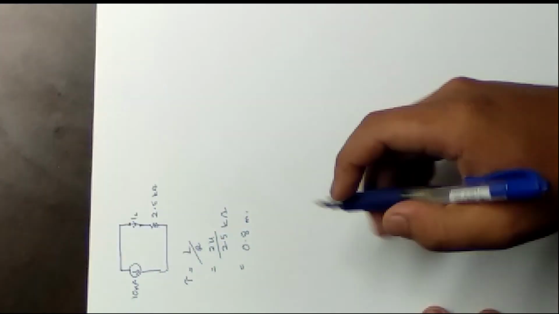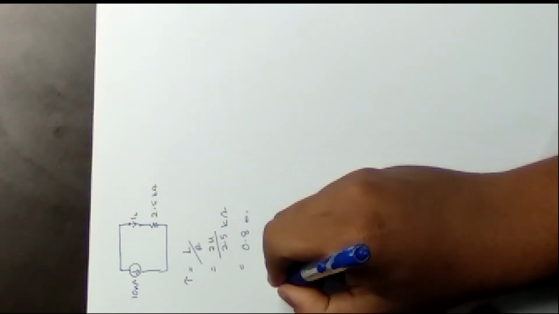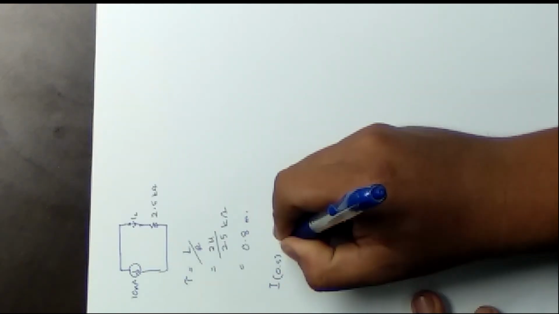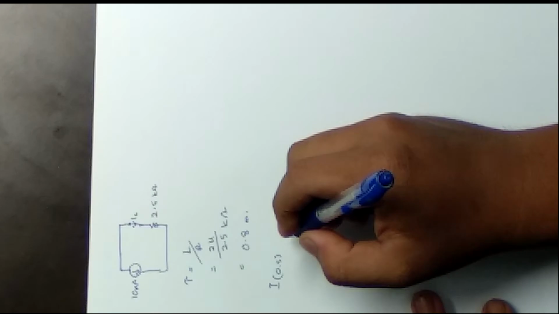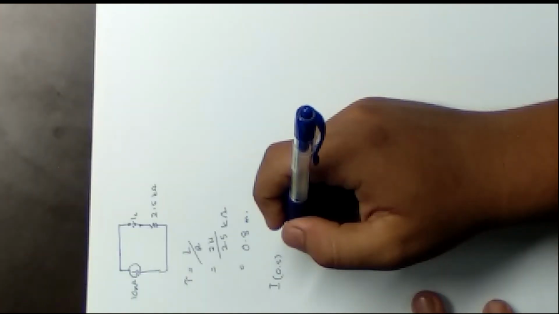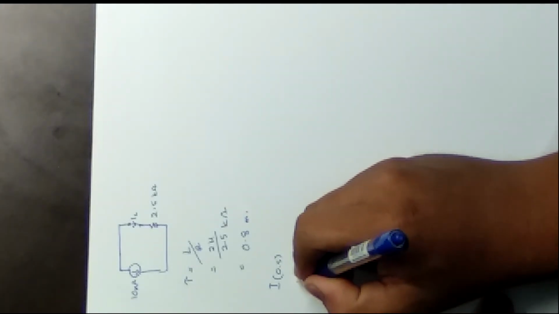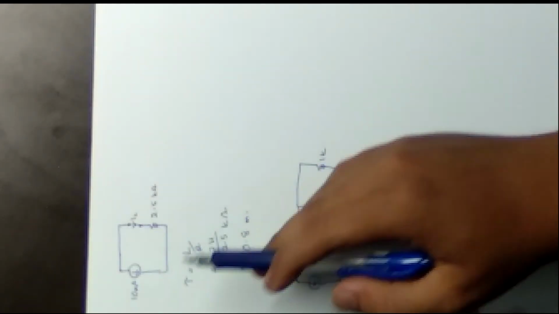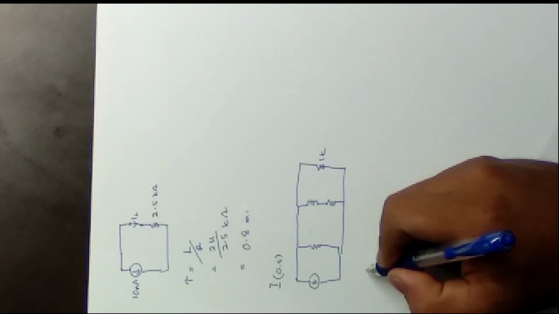we use this circuit to find the I 0.5. Not 0.5, I think. Yes, at 0.5 we use the current divider. The circuit is like this. After that, we parallel the circuit. We simplify the circuit, and it will look like this.